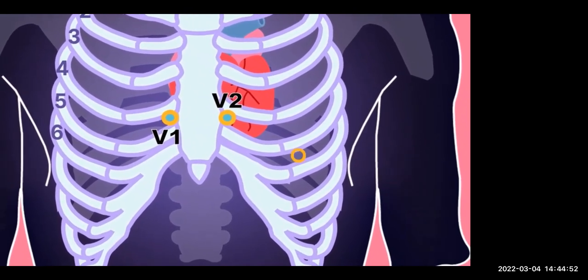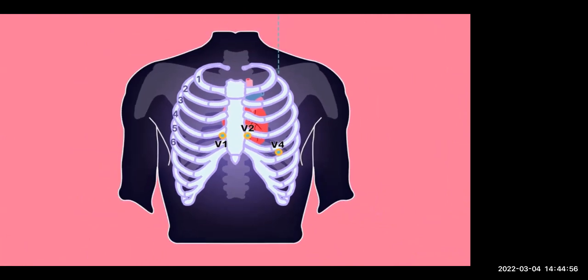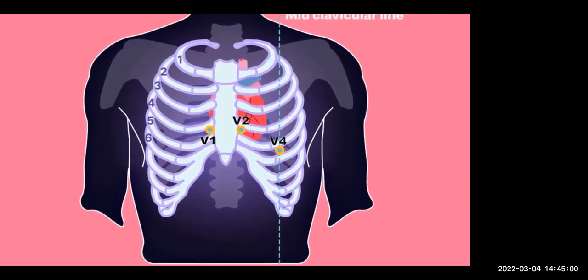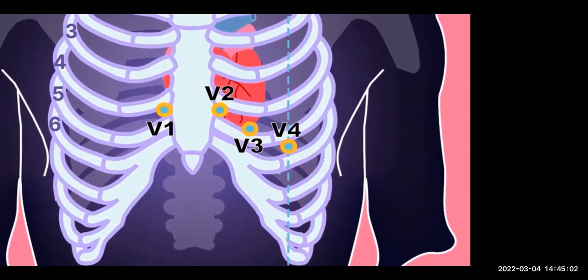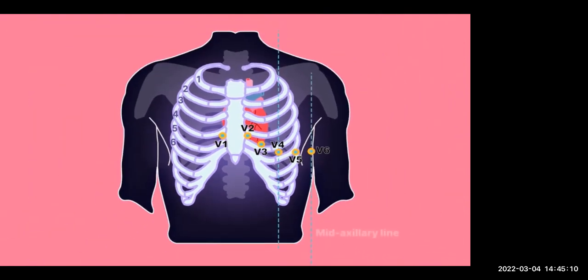V4 should be placed in the 5th intercostal space in the mid-clavicular line, as if drawing a line downwards from the centre of the patient's clavicle. V3 is placed directly between V2 and V4. V5 is placed directly between V4 and V6. V6 is placed over the 5th intercostal space at the mid-axillary line. V4 to V6 should line up horizontally along the 5th intercostal space.